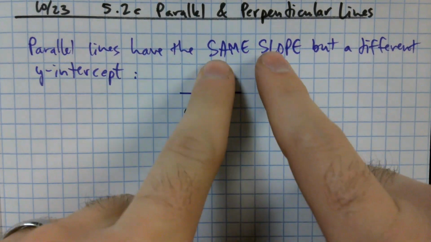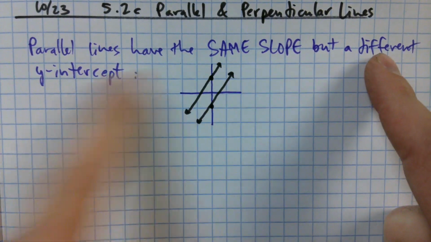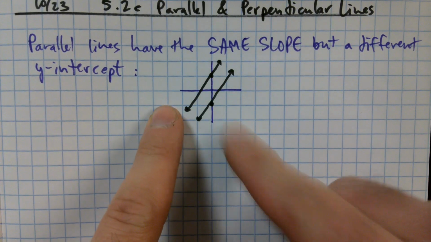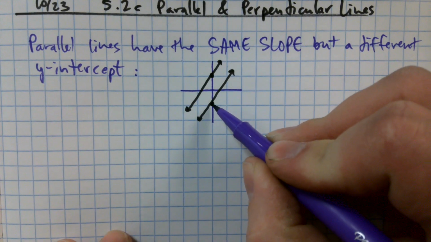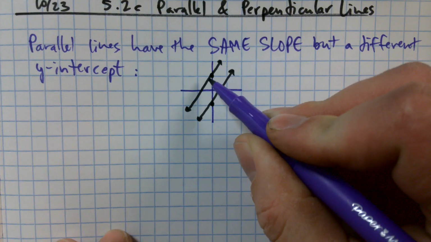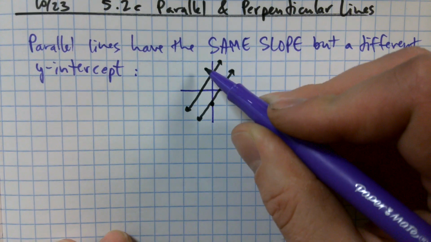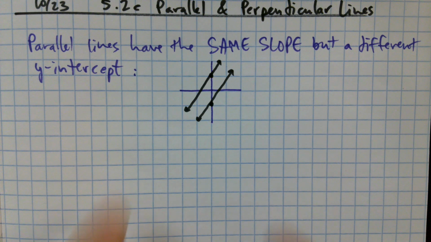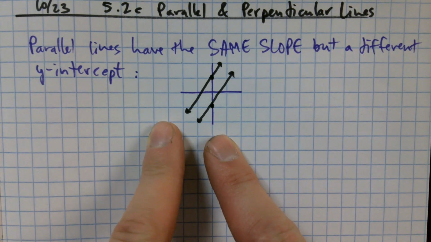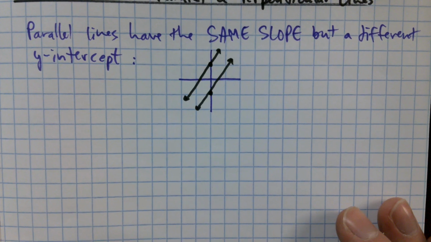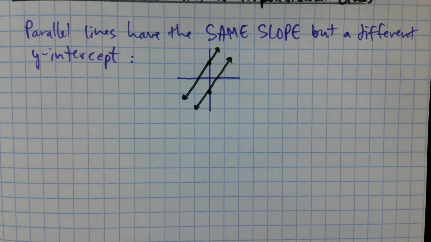So parallel lines have the same slope, but a different y-intercept. If we take a look at these two lines, I've got one y-intercept right here, one right there, but these lines have the same exact slope, the same rise over run. Are these two lines ever going to intersect each other? No. That's a key feature of parallel lines. They're never going to cross, right?